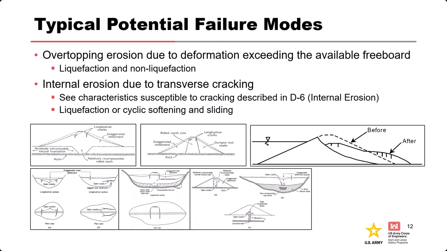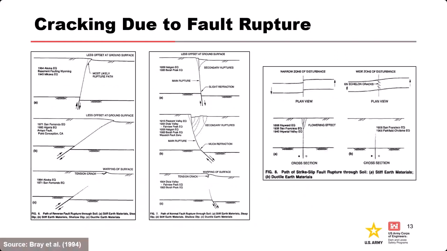So even if I don't get enough movement to immediately overtop and have my reservoir come over the top of the dam, if I develop enough cracks, I can get concentrated leak erosion through those cracks. And I can then eventually end up with an internal erosion type failure mode from the seismic event.